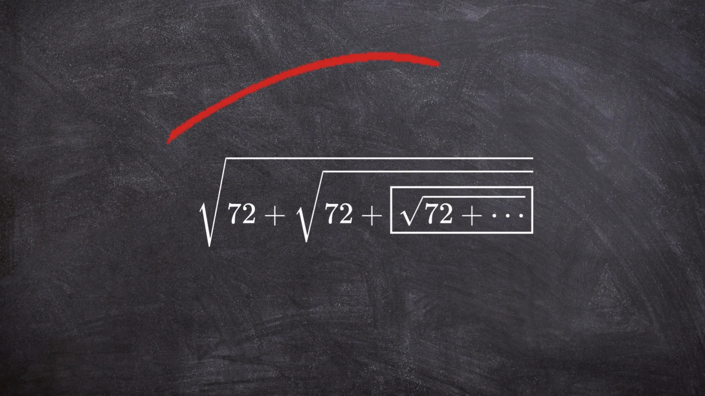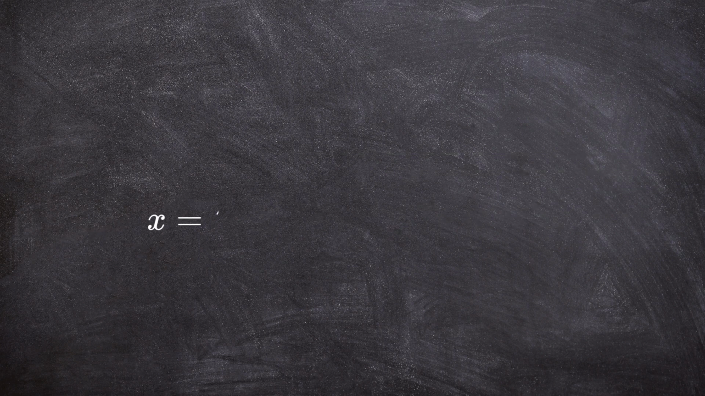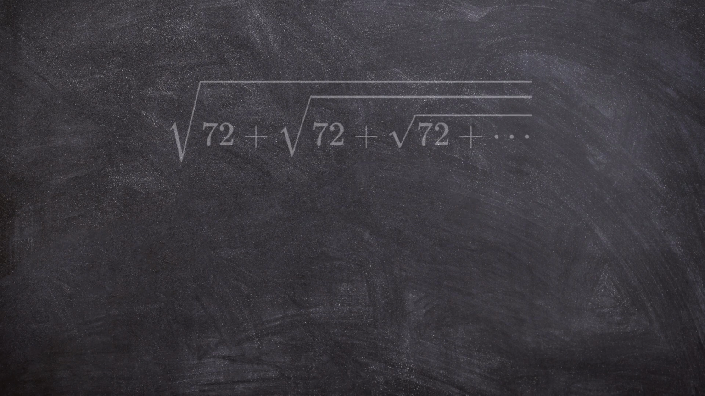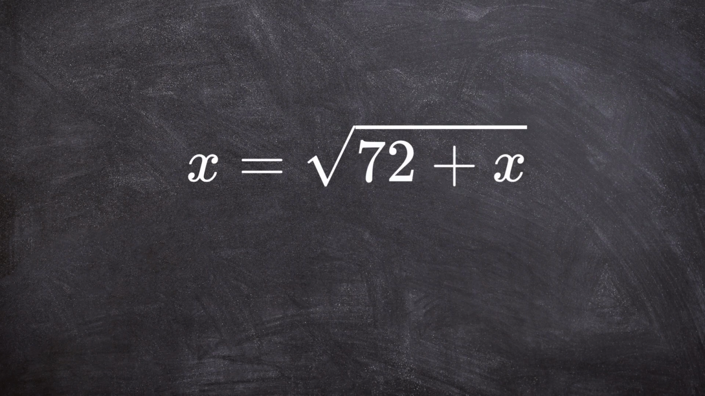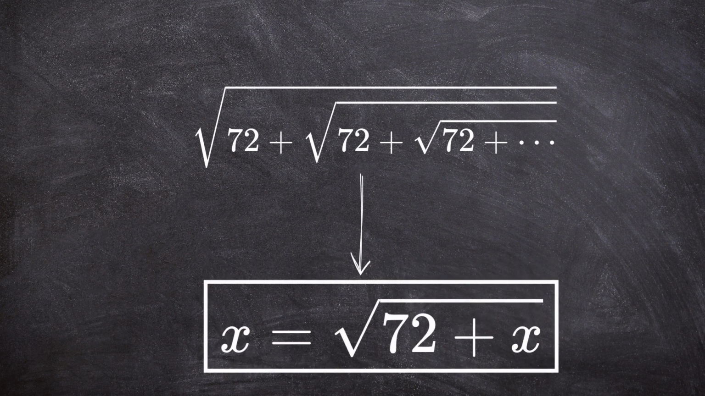So instead of writing this huge expression every time, let's give the whole expression a name. Let's call it x. So the entire expression is x. Now look at what's inside the first square root. After the 72, we have the exact same expression again, and we already called that expression x. So we can replace it with x. That gives us x equals the square root of 72 plus x. That's the trick. The endless square root just became one simple equation.